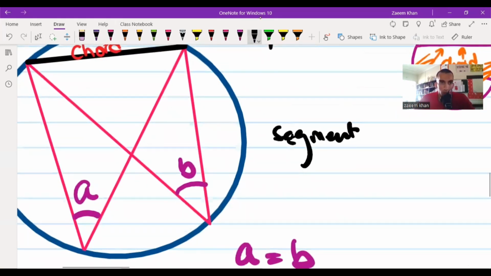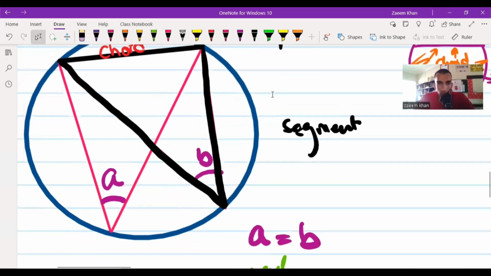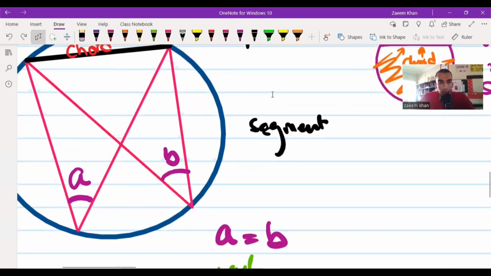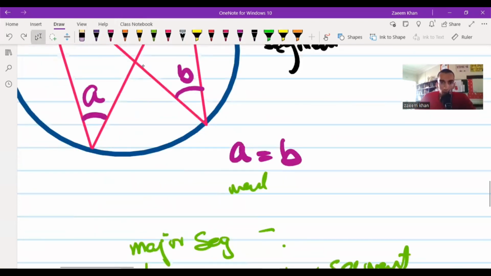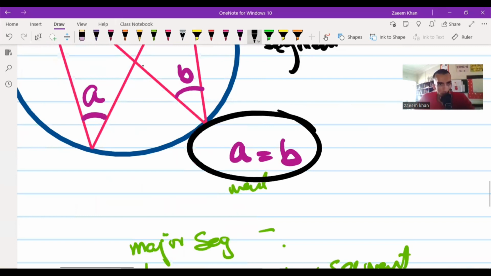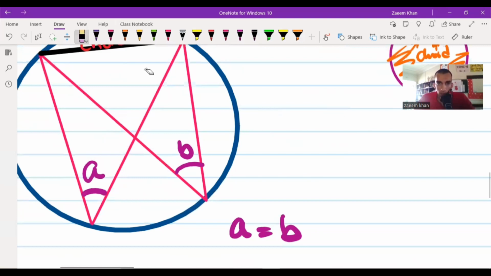Now take a look. If I were to draw another angle from the same endpoint of the chord, which angle forms over here? B. So angles in the same segment would refer to angles A and B, and the property that we have for that is that they're going to be equal. Is it making sense so far?